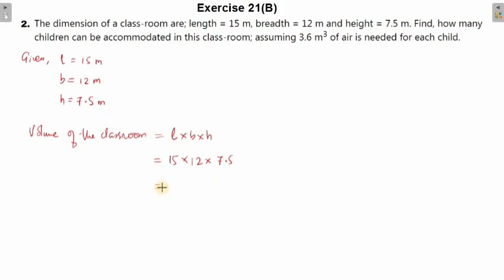So let's multiply: 15 into 12 into 7.5. When you multiply you get 1350 meter cube. So this will be the volume of the classroom.